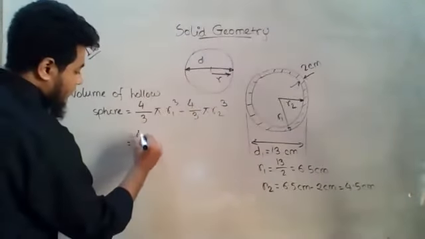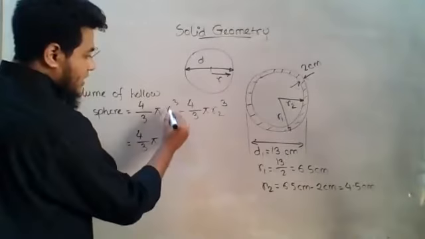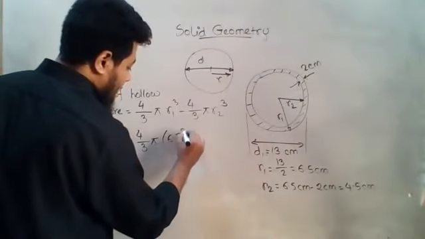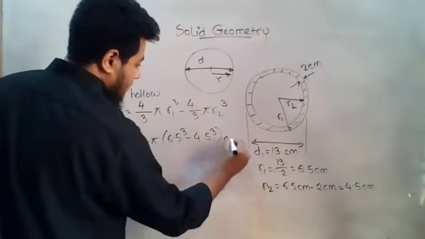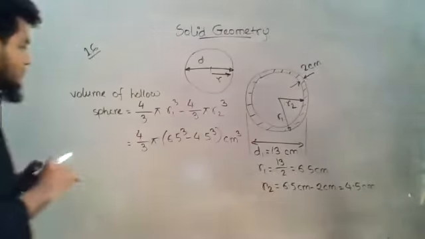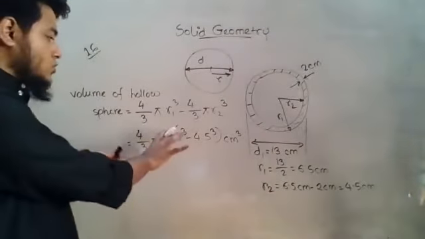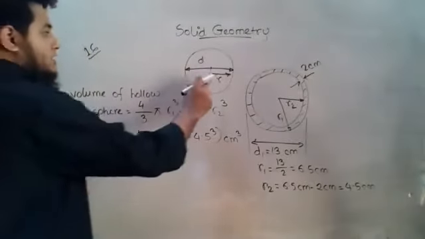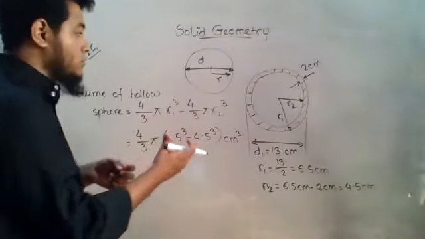So if I take 4/3 pi common, then it will become r1 cube, that is r1 is 6.5 cube minus 4.5 cube, centimeter cube. Okay, now let us keep it in this way, let us not do the full calculation. Then, if I am considering the radius of the solid sphere that is going to be formed.